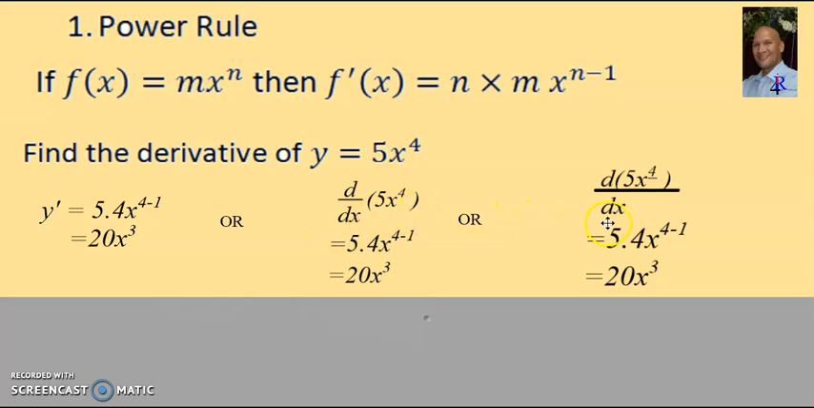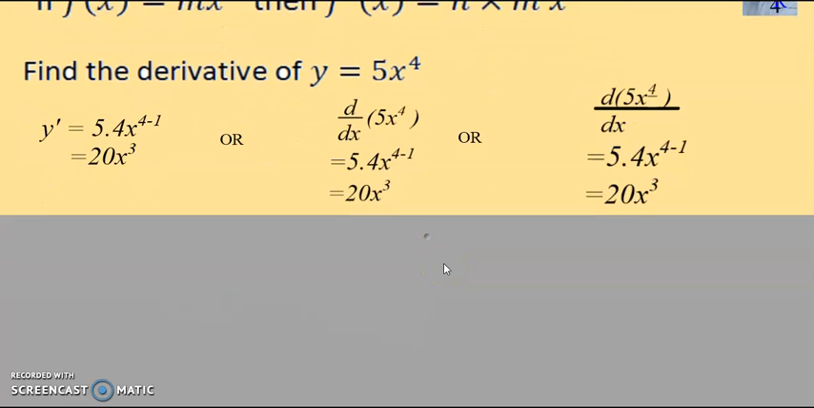Alternatively, I can also write d of 5x to the power of 4 over dx. This is the same as writing y is equal to 5x to the power of 4. My processing continues to be the same. I take my exponent and I multiply it with the coefficient, and then I subtract 1 from my exponent.